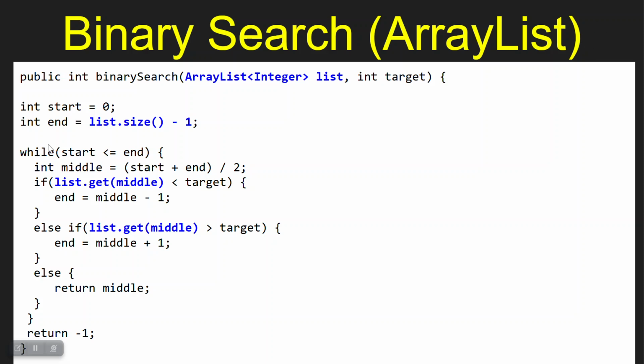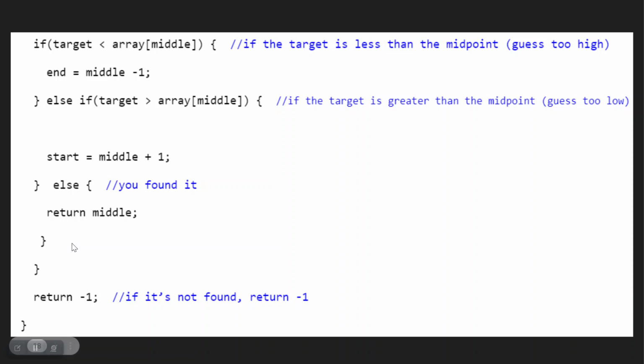And then the same thing happens: while start is less than or equal to end, calculate your middle and then check whether the list at the middle index is greater than the target. And if it is, then you guessed too high, so you have to adjust your end to be middle - 1. Now, if that's not true, you see if the list at the middle is less than the target. So if you guessed too low, oh shoot, I'm just realizing there's a mistake here.